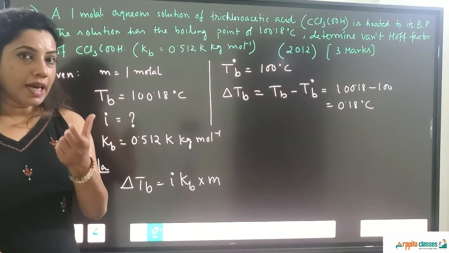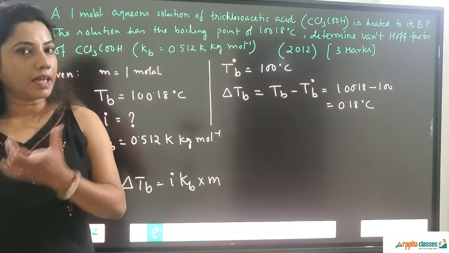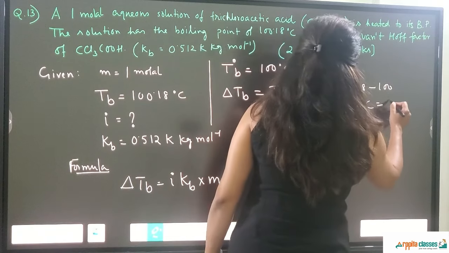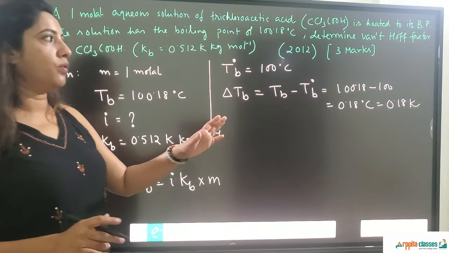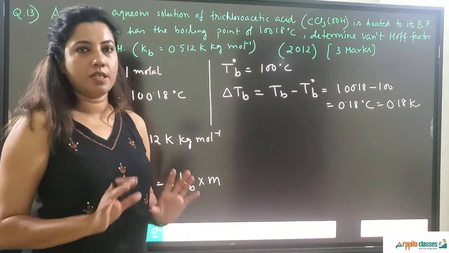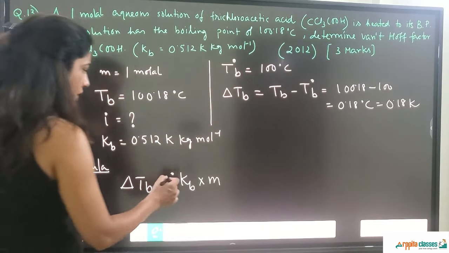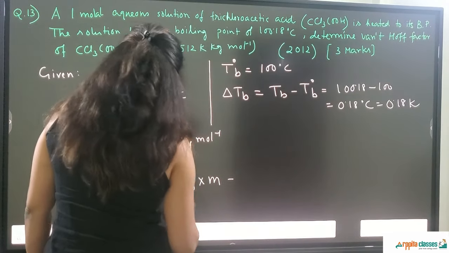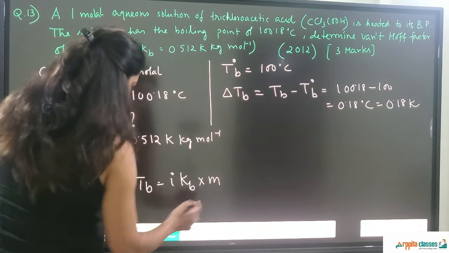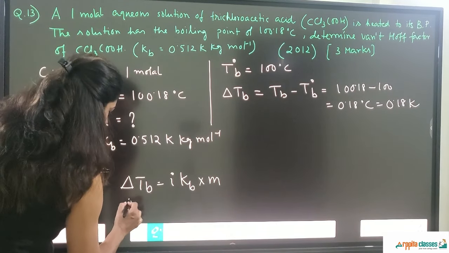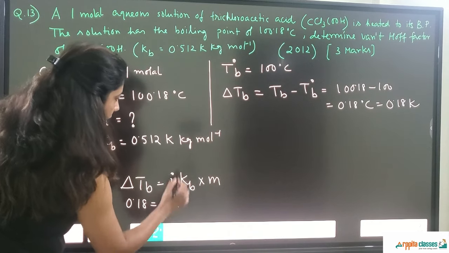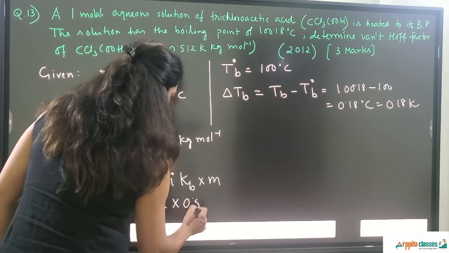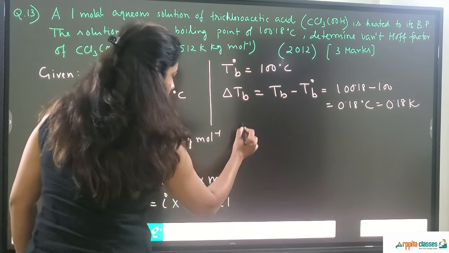We know that delta Tb in degrees Celsius and in Kelvin is the same. So it will be 0.18 Kelvin only. Here we can take that as a value in Kelvin as well, because the difference always comes the same. Here i we do not know, delta Tb we got. So we'll put the value of delta Tb here, that is 0.18. They are asking for i. Kb is given, 0.512, and molality is also given.